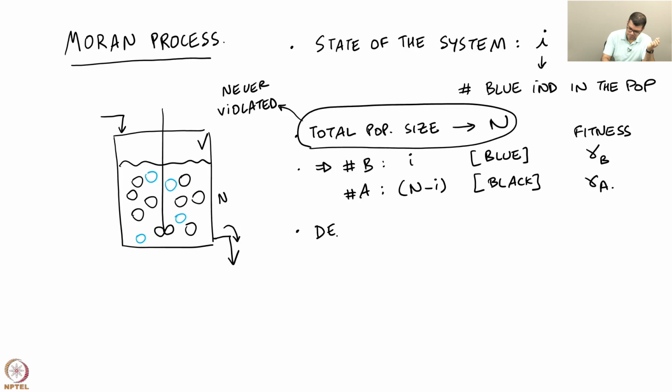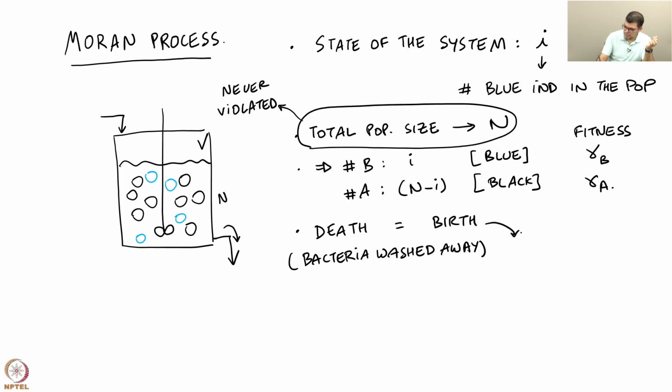death, which is bacteria being washed away, is equal to birth, which is divisions taking place in the chemostat. These two have to exactly balance each other.